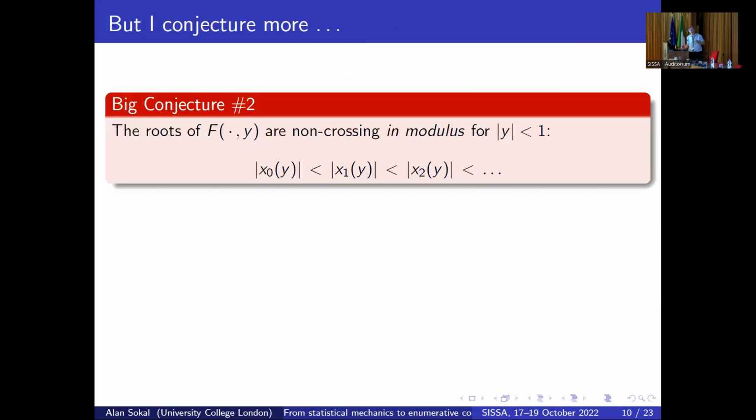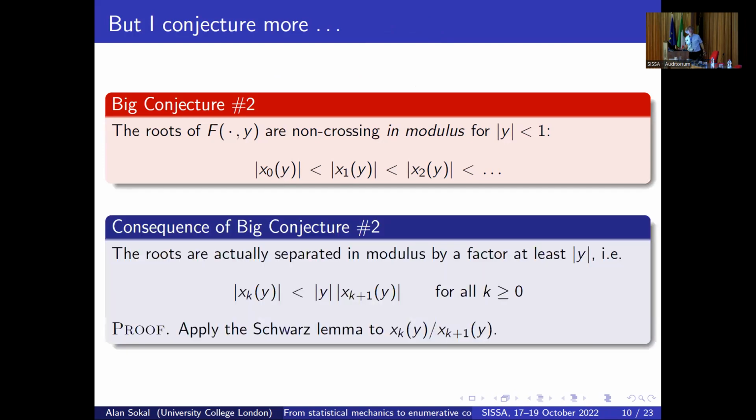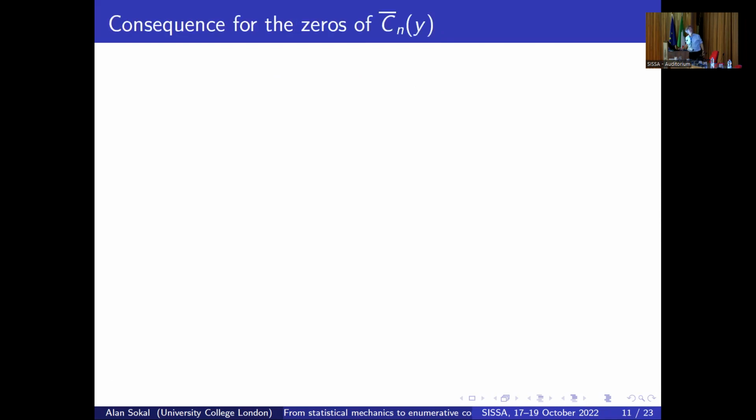Okay, but I conjecture more. Not just are the roots simple, so they don't collide, they actually don't collide in modulus. They stay non-crossing in modulus. Right? The smallest root stays below the second root, stays below the third root. And it actually follows from that not only are they separated in modulus, they're separated in modulus by a factor at least the absolute value of y. That follows by applying the Schwarz lemma to the ratios.